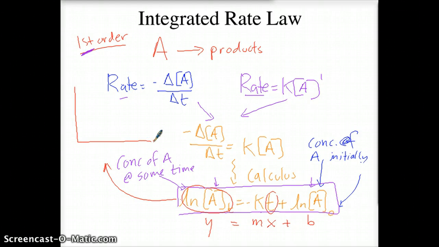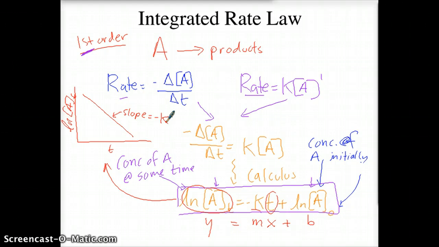So if we graphed this plot, so we took a lot of data, let's say we took a ton of data, we took the concentration of A at a bunch of different times. So natural log of the concentration of A at some time plotted against t is going to give us a line with a negative slope. Boom. Where the slope is equal to the negative rate constant. This is just for a first order reaction.